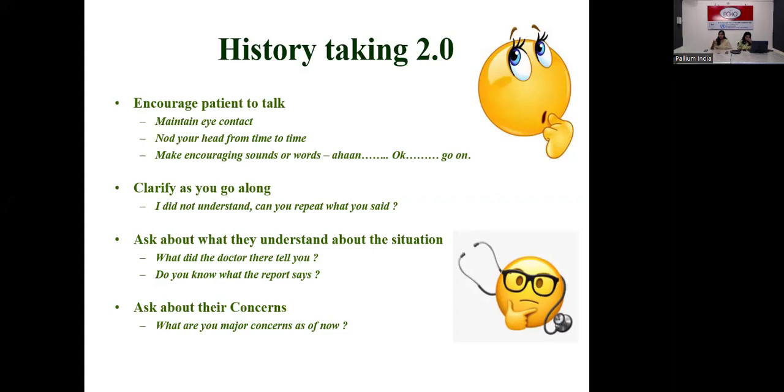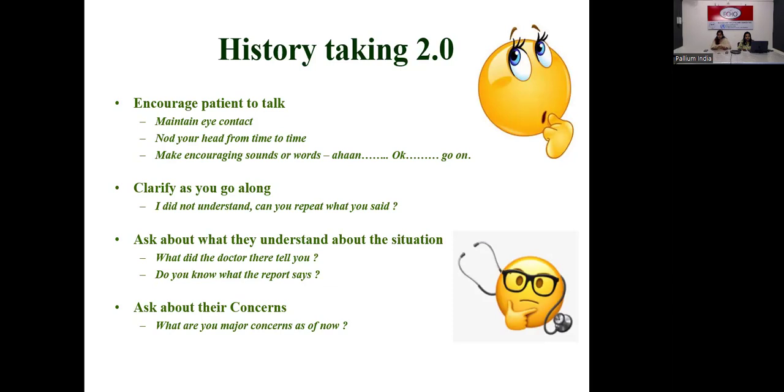So you should ask, like, what did the doctor there tell you? Did the doctor say something about this? Do you know what the report says? Even in today's era where you have mobile Google and we tend to search everything, even before coming to the doctor we might have some idea of what the report says. So you have to probe into the patient's insight. How much does the patient know about his or her condition? Do you know what the report says? So we'll get a basic idea of the patient's insight.